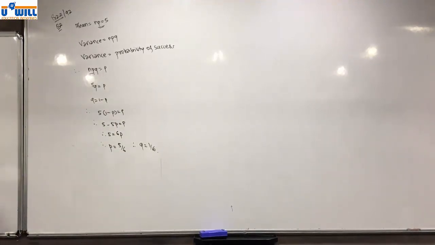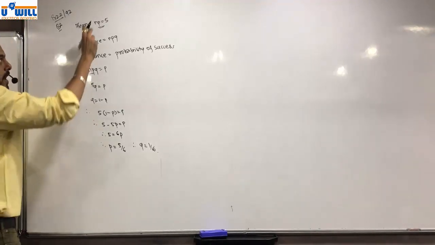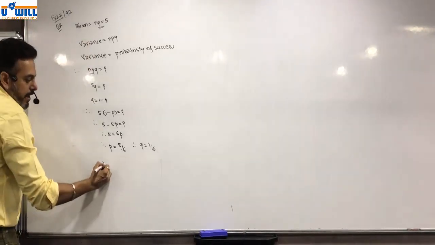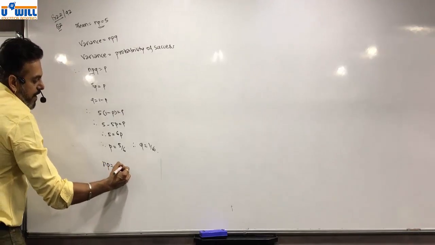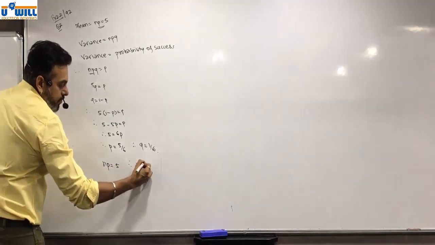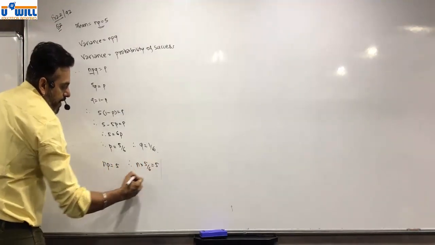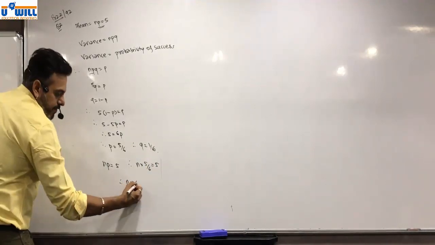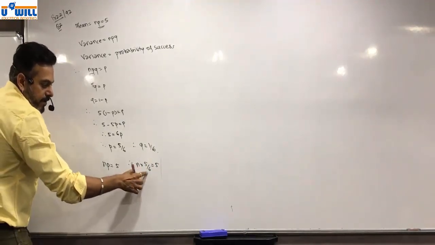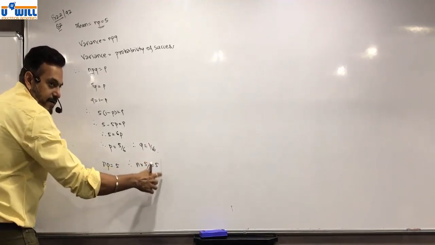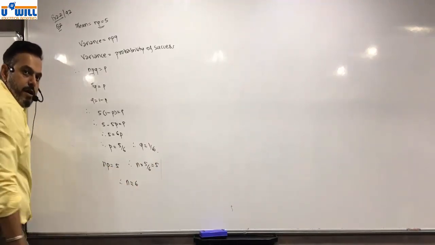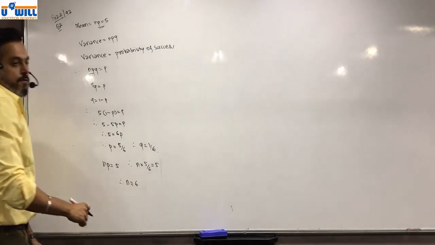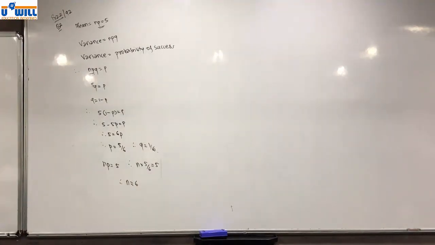Now, using this, can we find out n? n into p is equal to 5. Therefore, n into 5 by 6 is equal to 5. Therefore, n is equal to 6. How did 6 come? This 6 goes up and this 5 goes down, 5 cancels. Understood this? Now, we go to the second part of this question.